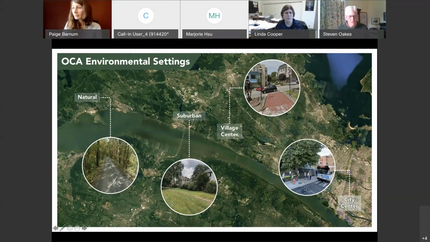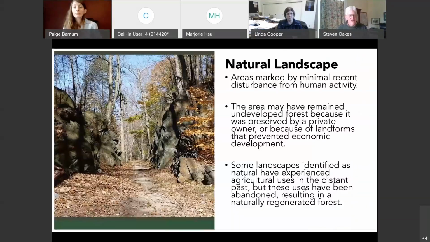All right, well, you see 4 environmental settings here. We'll explain the 5th as we move along. The first one is a natural landscape. That exists in several areas along the trail. It's certainly a lot of it way up north, but there are also sections of this in Yonkers. There are natural sections throughout the trail.